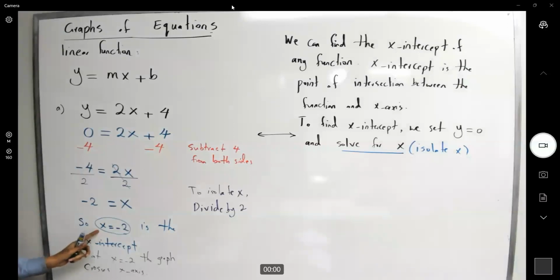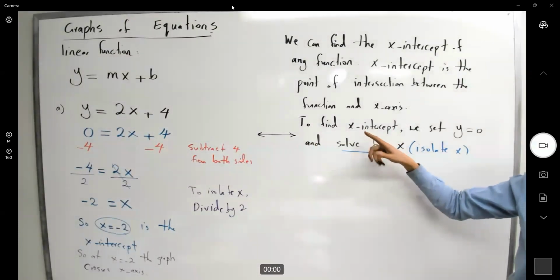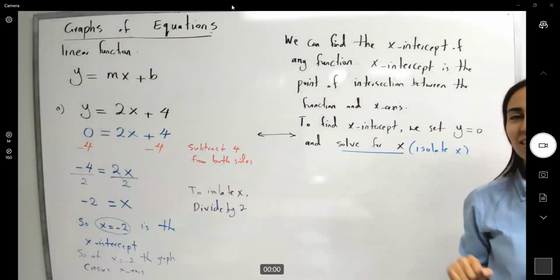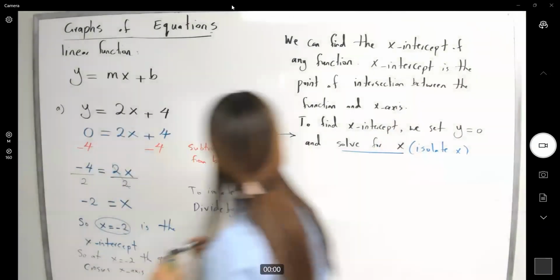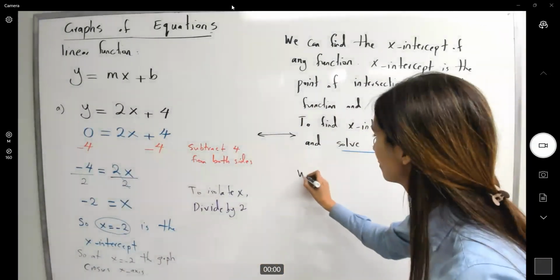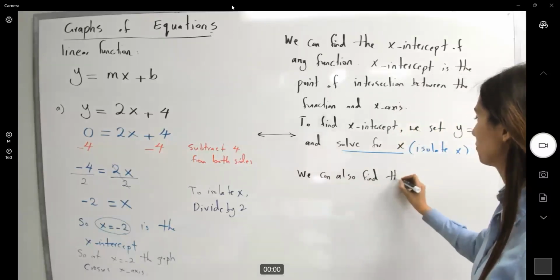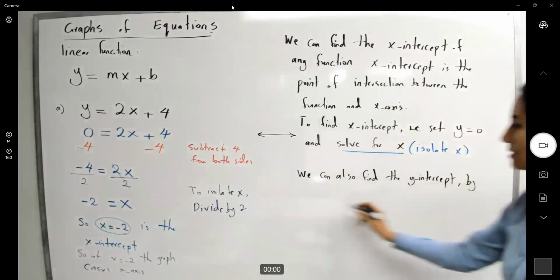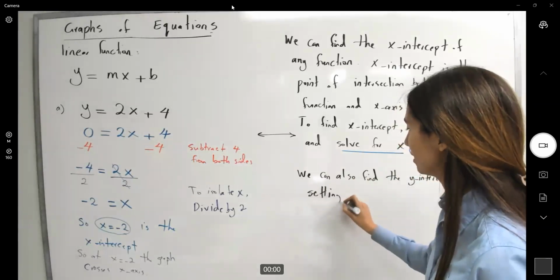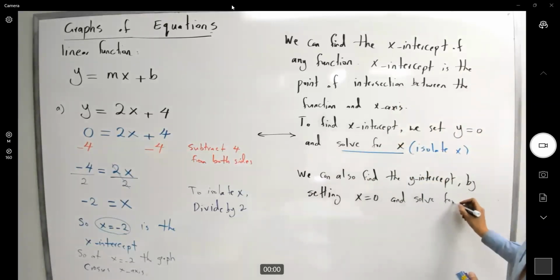Other than finding the x-intercept, we can find the y-intercept as well. To find the y-intercept, we set x equal to 0 and solve for y, or isolate y.